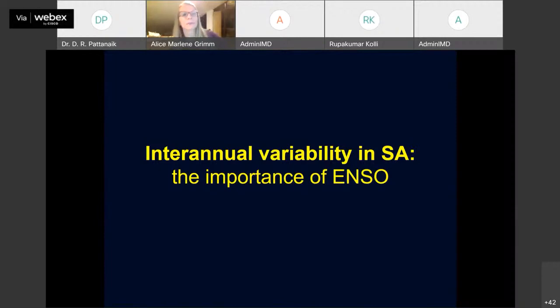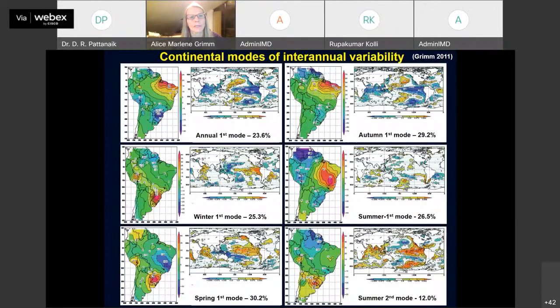Well, let's first give you an idea about interannual variability in South America and of the importance of ENSO for this interannual variability. Here you have the continental modes of interannual variability for total annual rainfall and seasonal rainfall. Only the first modes, just for summer we are showing the two first modes because summer is our focus in this presentation. In all these first modes for annual total, winter, spring, autumn, you can see a very strong influence of ENSO on these first modes of variability.